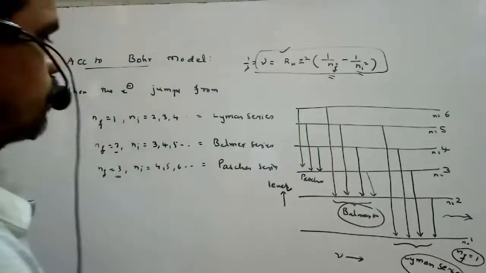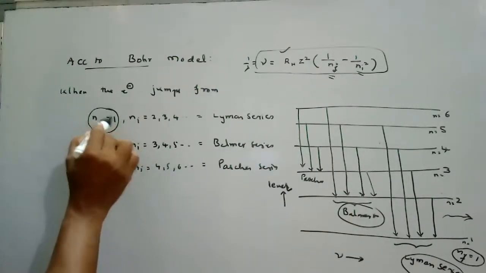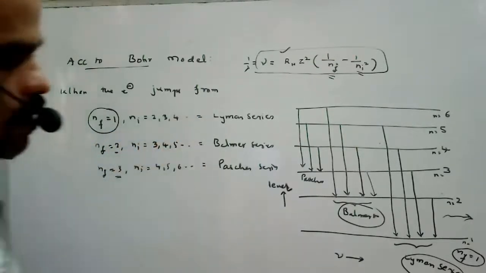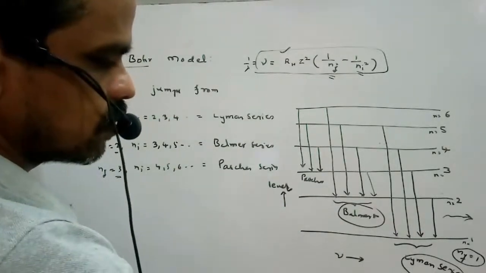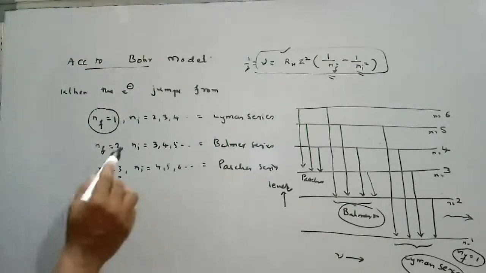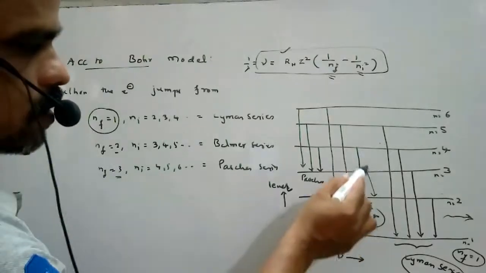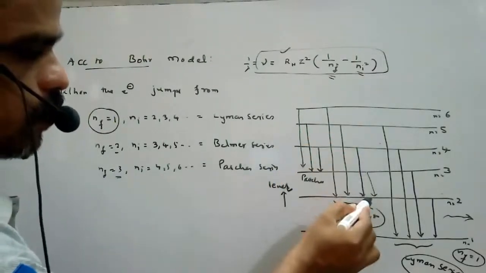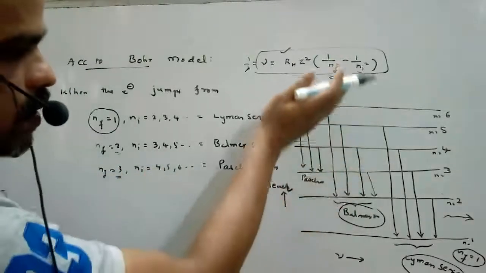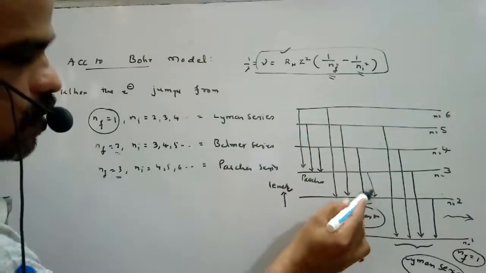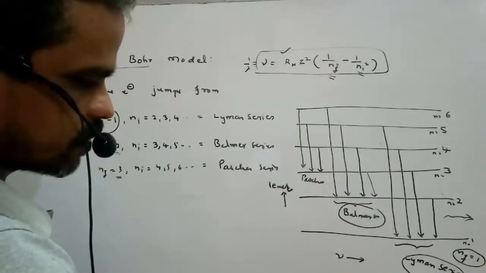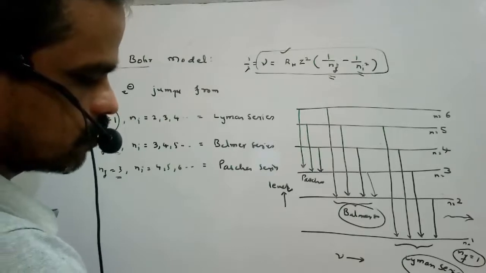So in Lyman series, what is happening? The final destination of electron is first level. It is coming from higher energy levels, 2, 3, 4 and so on. So these all come as a group of lines. So we can call it Lyman series. Like that, Balmer series. So the electron comes from higher levels to second level only. So here Nf equal to 2, then Ni equal to 3, 4, 5. That means the electron comes from higher energy levels to the second energy level. So those lines will come like this. This group of lines we can call Balmer series.